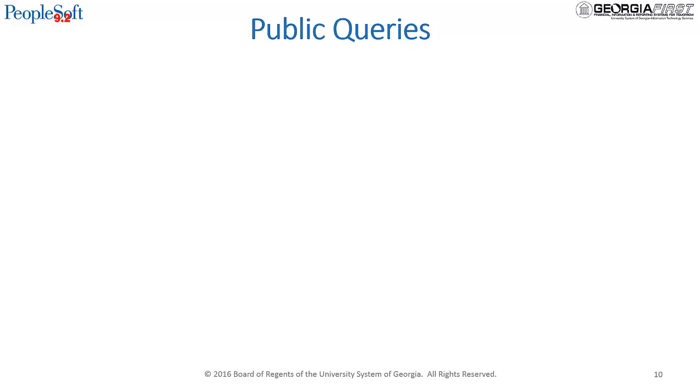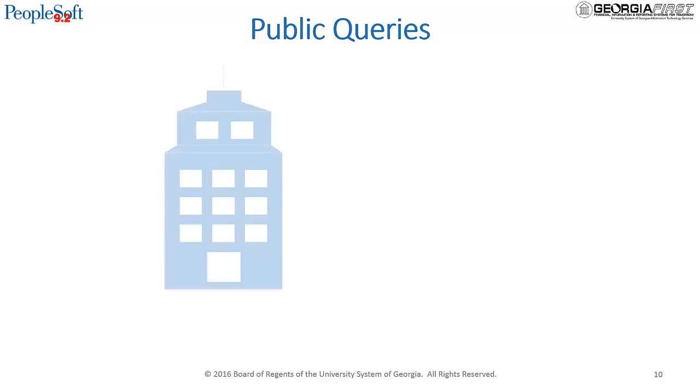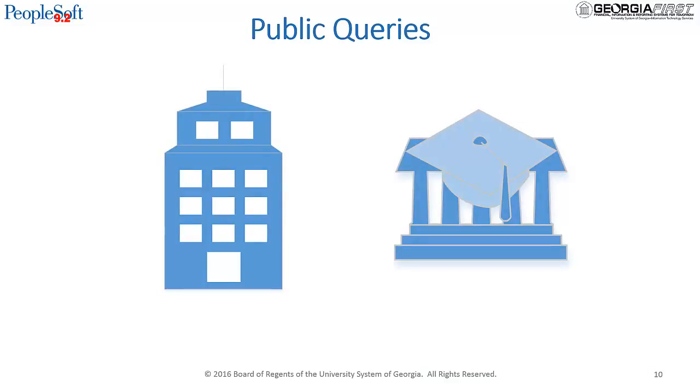In this course, we'll address the two main sources of public queries: those developed by Georgia First and those developed by institutions. Queries developed by Georgia First begin with the letters BOR for Board of Regents and an underscore. Queries developed by institutions begin with the first three numbers of the institution's business unit and an underscore.